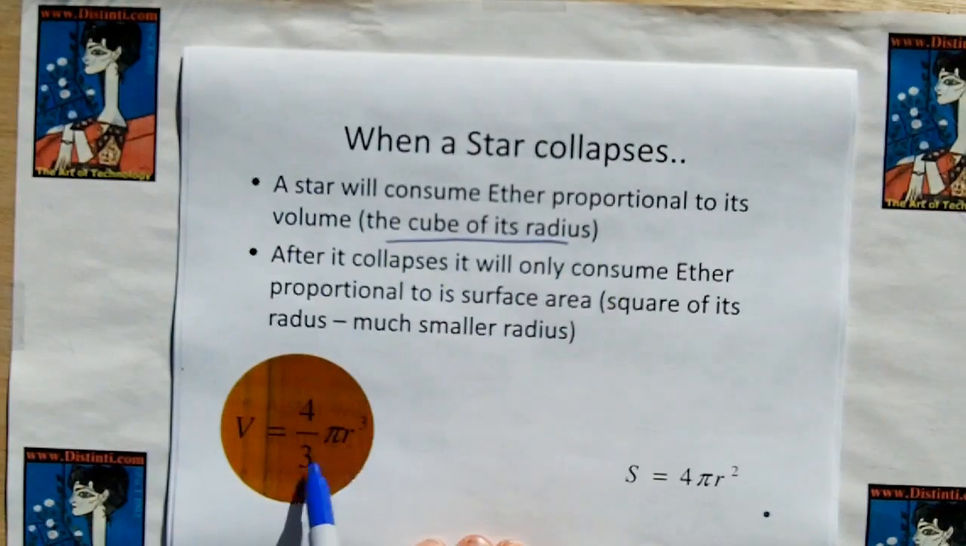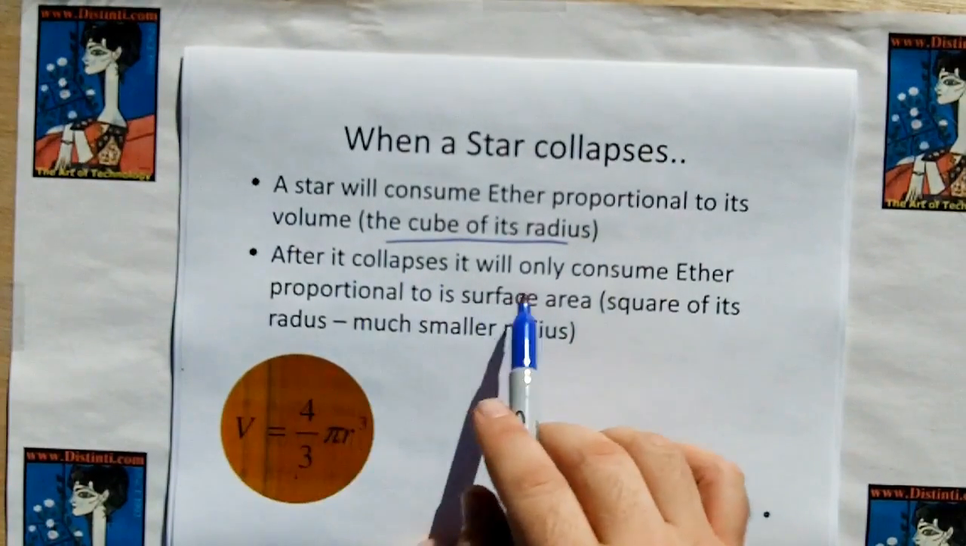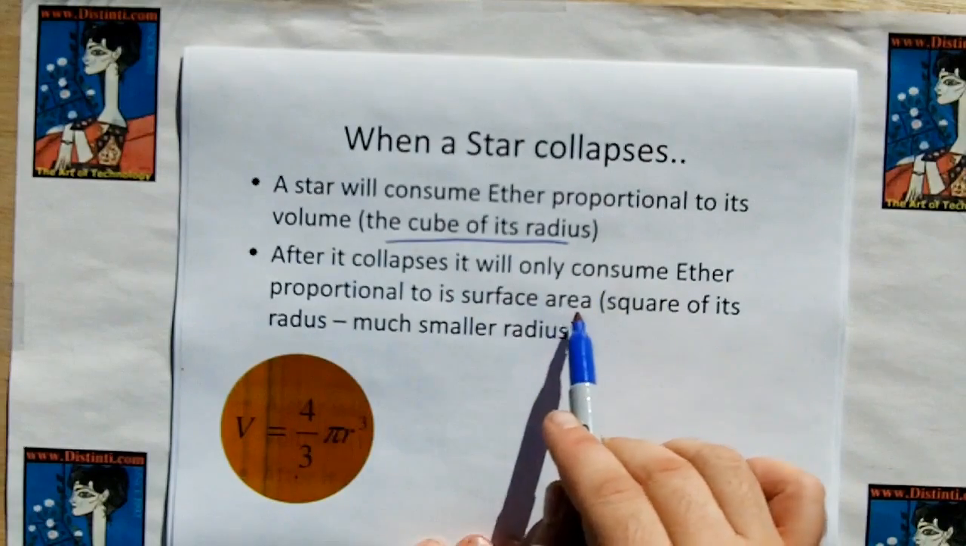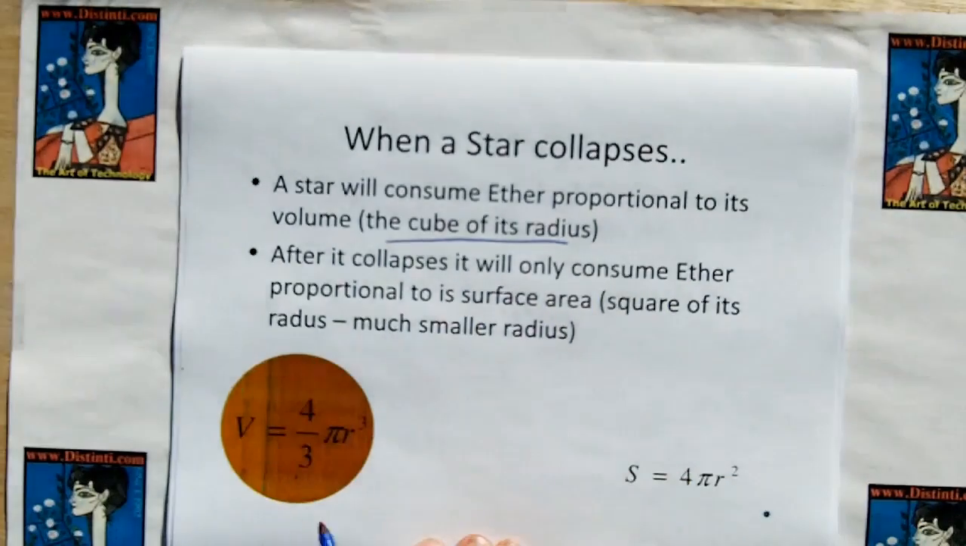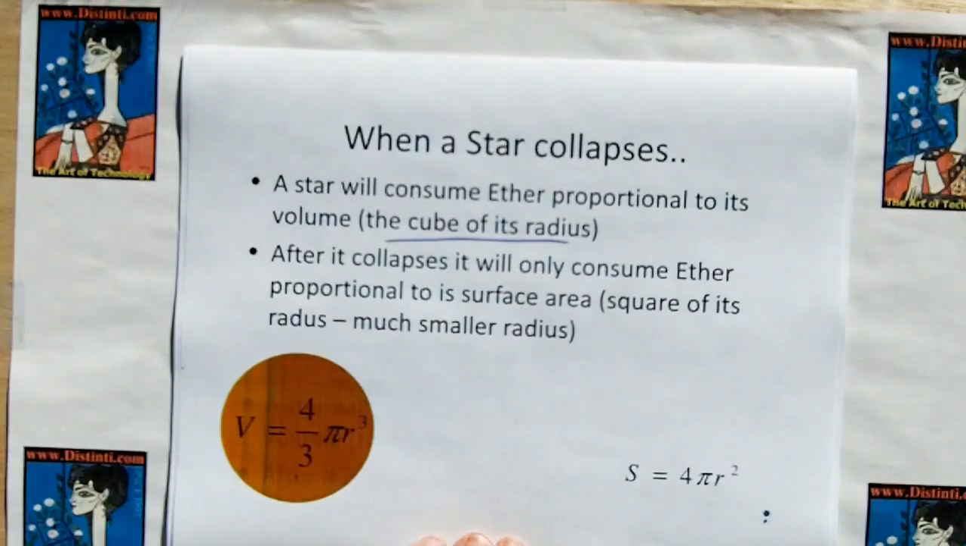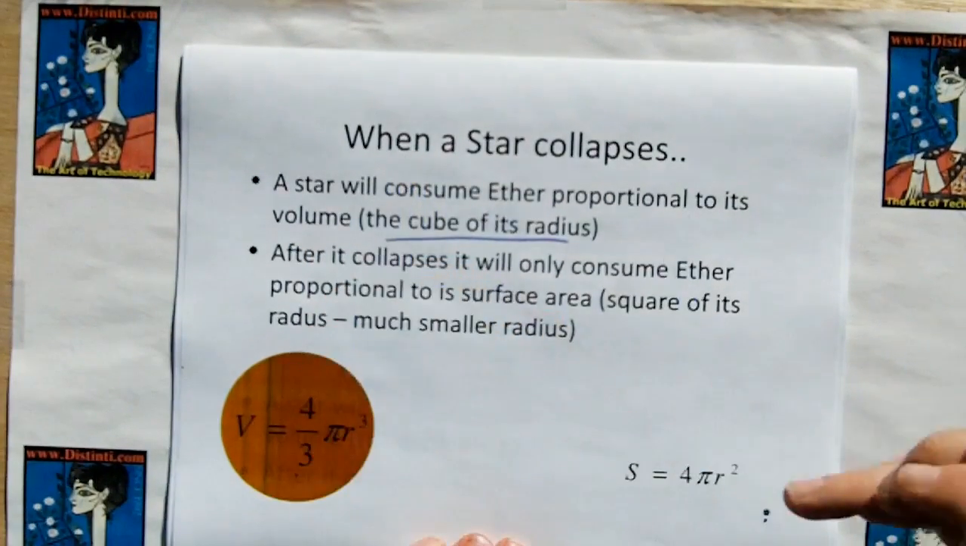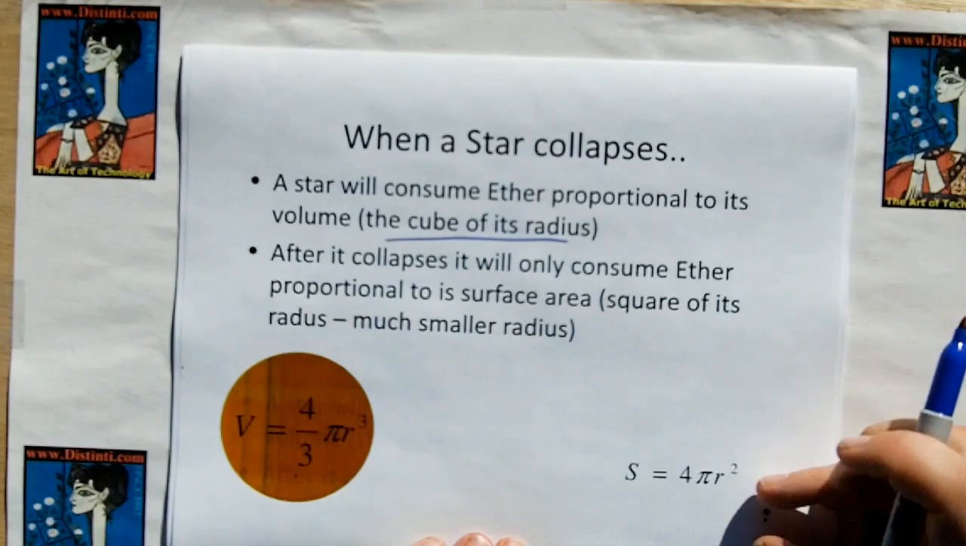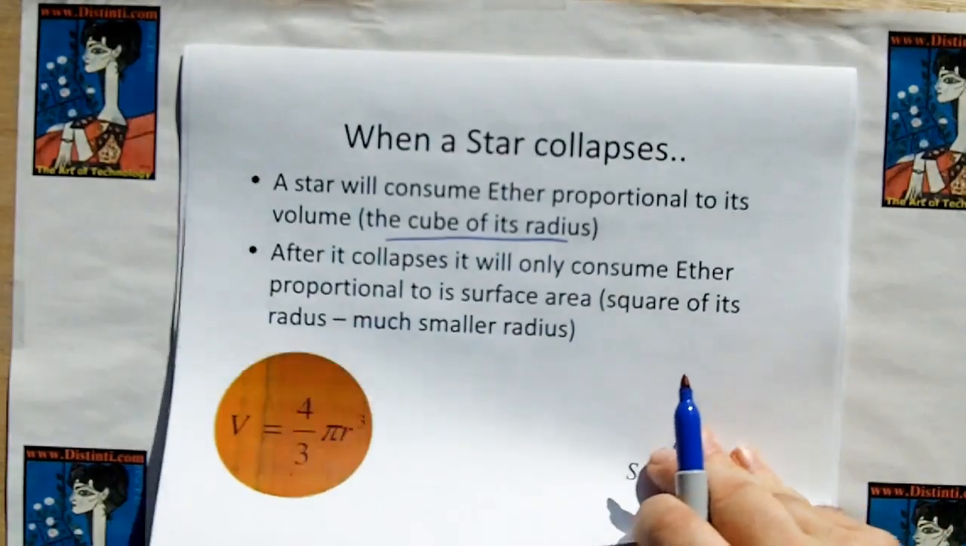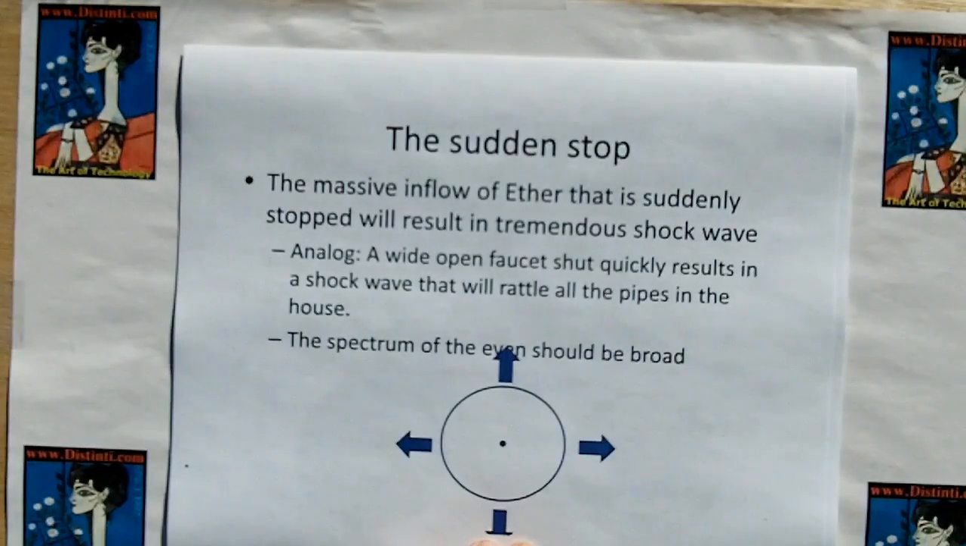It's basically the cube of its radius. After it collapses, it only consumes ether proportional to its surface area, which is the square of its radius, but it's much, much smaller. So we go from this, which consumes ether based on its volume, to this, which consumes ether based on its surface area. And therefore, that sudden stop of ether should create a tremendous shock wave.